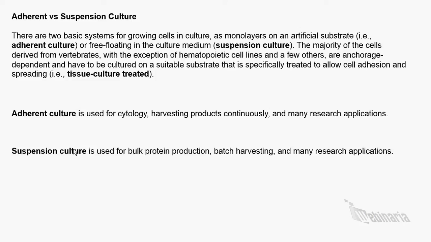So what are the advantages or disadvantages of both kinds of cells? For example, adherent cell culture is used for cytology, harvesting products continuously, and for many other research applications. And in case of suspension culture, they are used for production of proteins, batch harvesting, and other applications. Adherent culture is appropriate for most cell types, including primary culture. They require periodic passages, but also allow easy visual inspection under an inverted microscope.